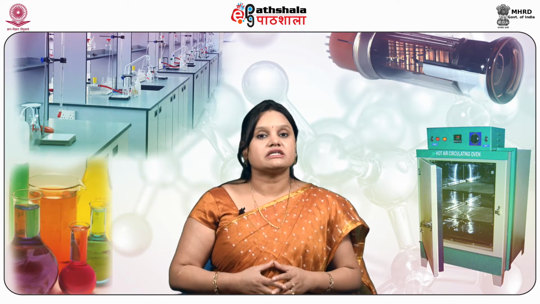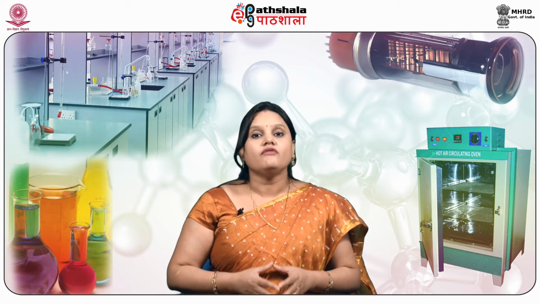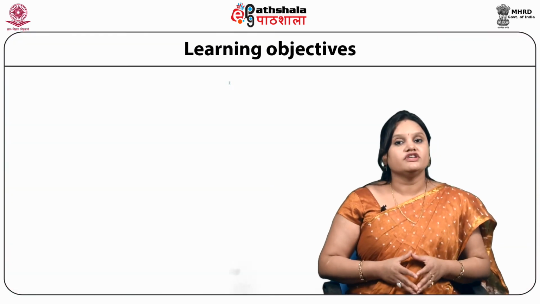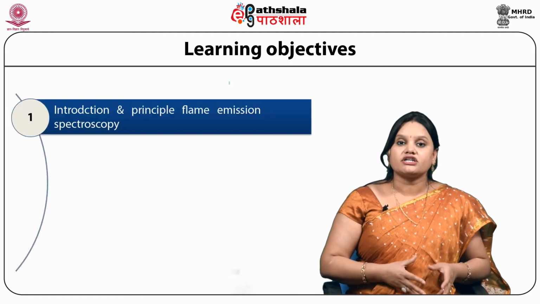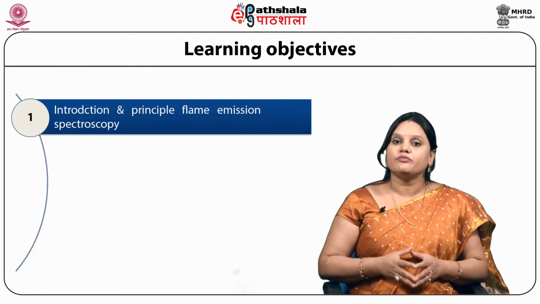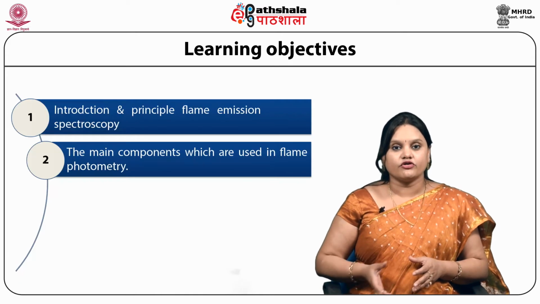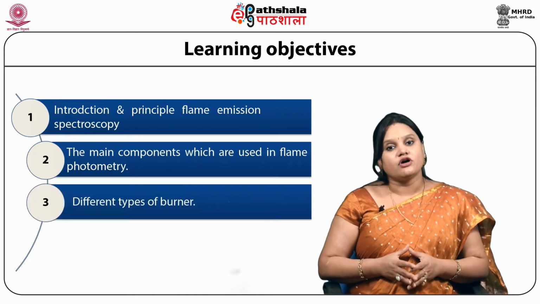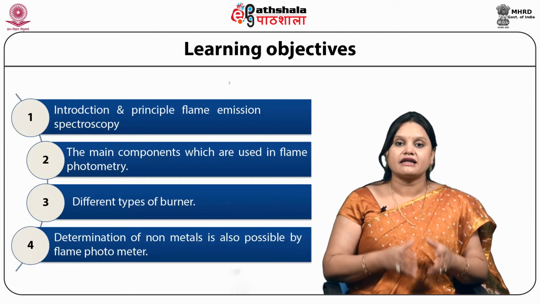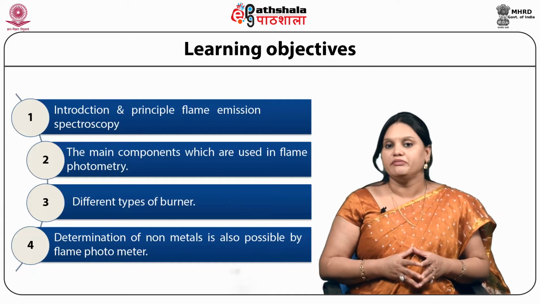Today we are going to discuss flame emission spectroscopy under the paper of Fundamentals of Analytical Chemistry. The learning objectives of this module include the introduction and principle of flame emission spectroscopy, the main components used in flame photometry, the different types of burners, and the determination of non-metals or alkaline earth metals by using this flame emission spectroscopy method.